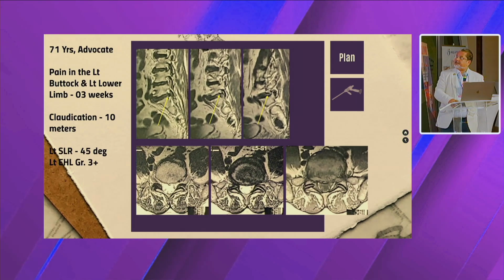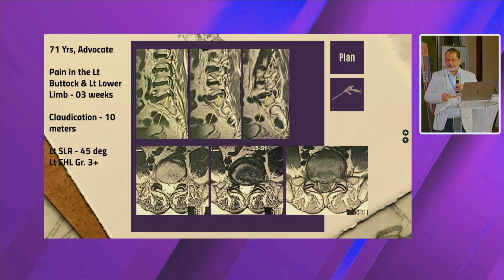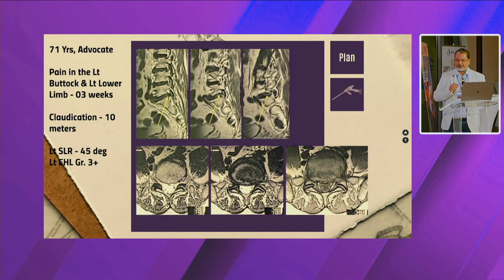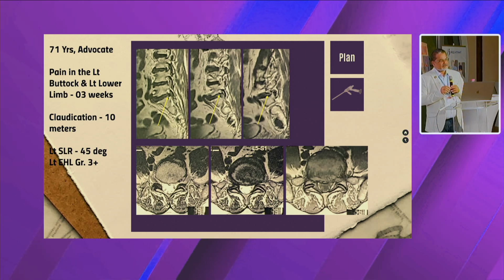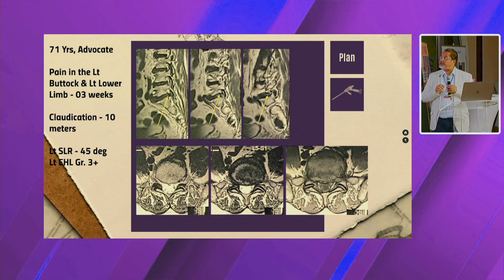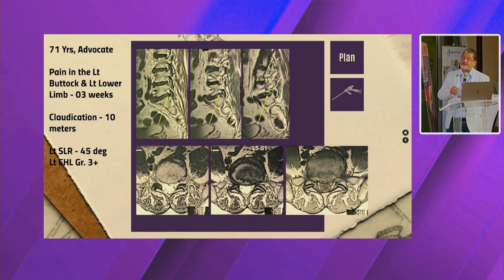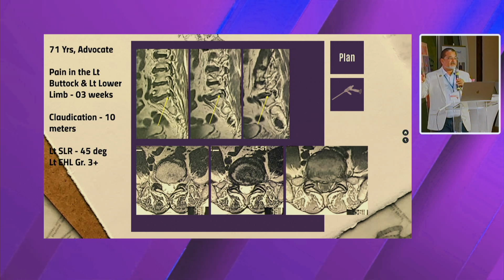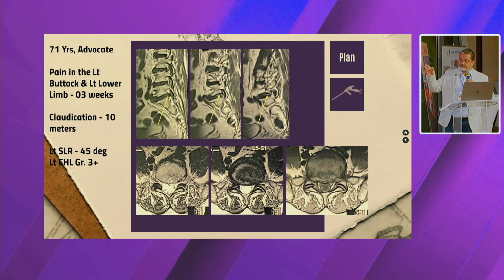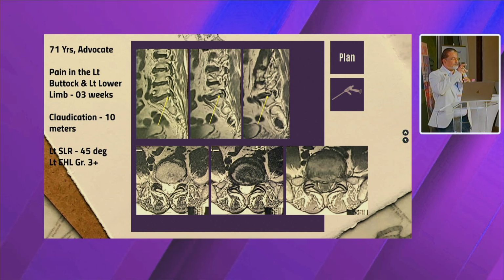Third case: this is a 71-year-old advocate with pain in the left buttock and left lower limb for 3 weeks, claudication at 10 meters. SLR is 45 degrees on the left side and EHL is grade 3. If you can see, there is a multifocal pathology. There is involvement of the lateral recess on the left side. There is a small foraminal disc as well as an extraforaminal herniation with foraminal stenosis. So you have something in the lateral recess, in the foramen, and in the extraforaminal region.